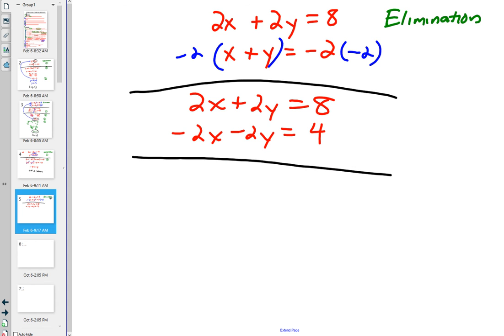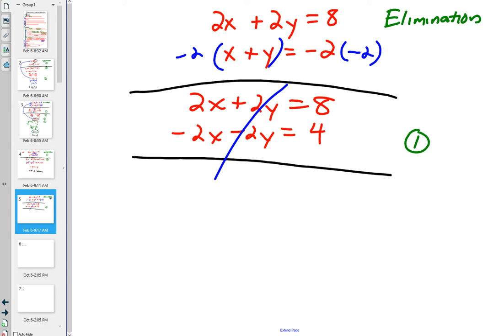No, negative times negative is positive. And look, here comes Chantal with her crossing out. Yep. So the y's that we were going for, they have different signs, same coefficients. So if I were to stamp it, step 1 is done.